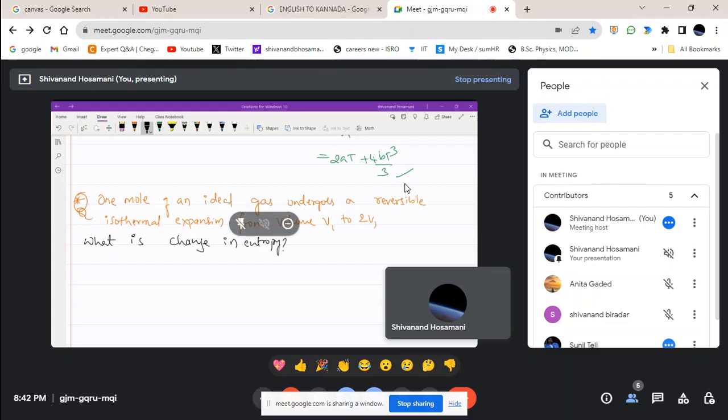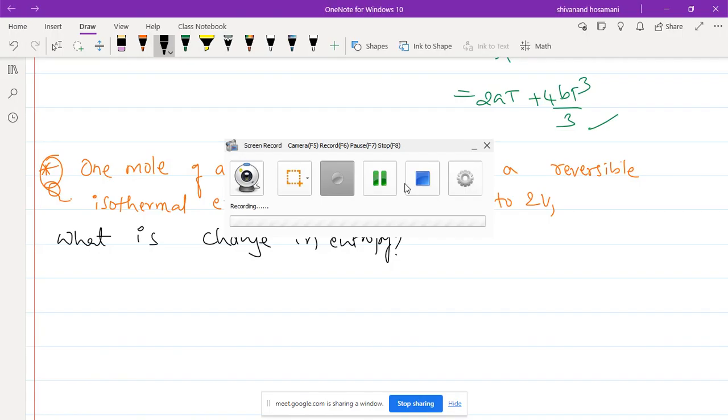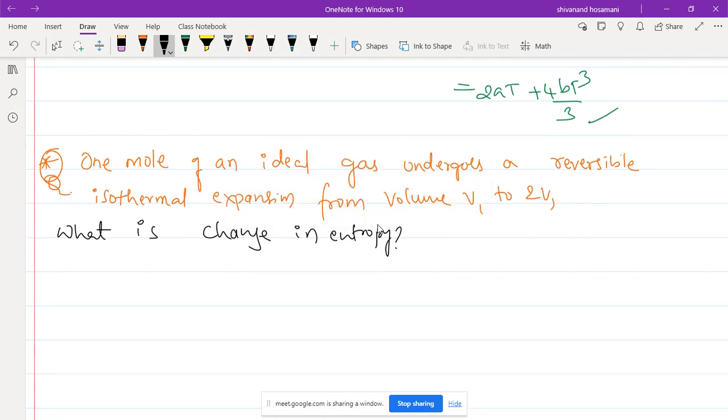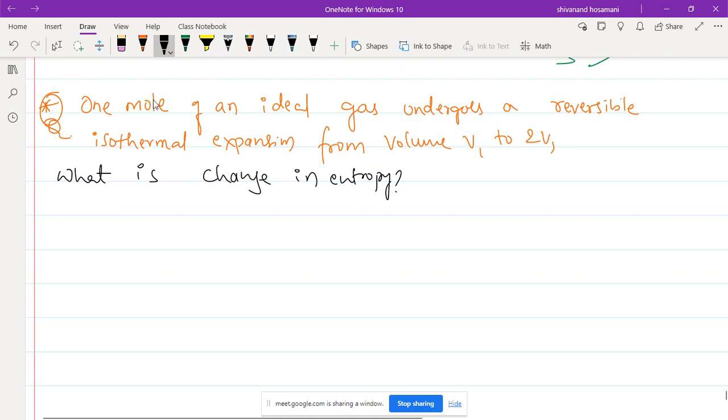Okay, I will solve again. Check this out once. Check ಮಾಡ್ರಿ. Because ನಮಗೆ entropy calculate ಮಾಡೋದು. How to calculate entropy? This delta S, change in entropy, is equal to integration over dq divided by T temperature, isn't it?